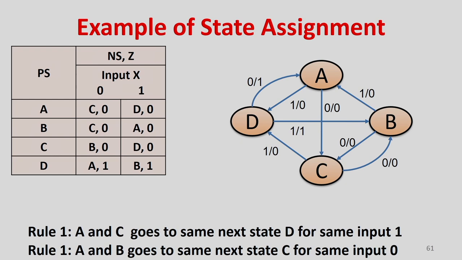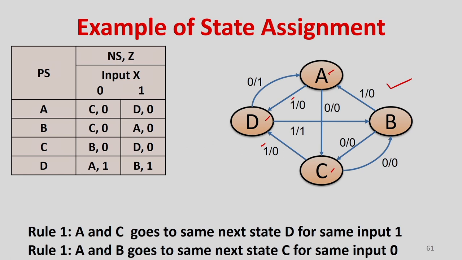So, in this case, based on rule 1, for this FSM, A and C go to the same next state. A and C go to the next state D for the same input. If you look at the input 1, it goes to the same state, that means A and C should be nearby.